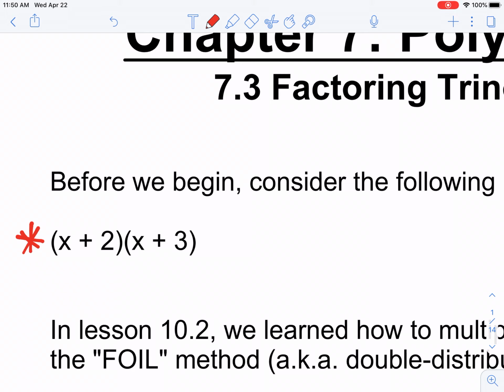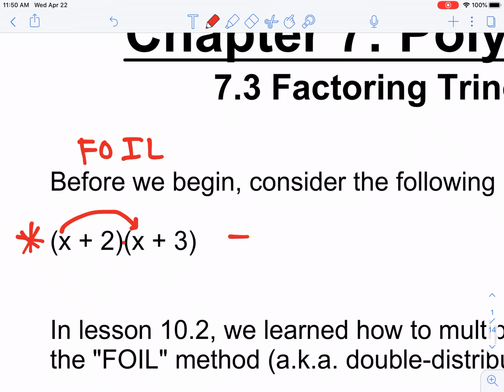Okay, we learned how to do this in chapter 6. We learned how to multiply two binomials together, right? We would do what's called the FOIL method. Remember that? F-O-I-L, first, outer, inner, last. We would multiply. Basically, we're distributing 4 times.